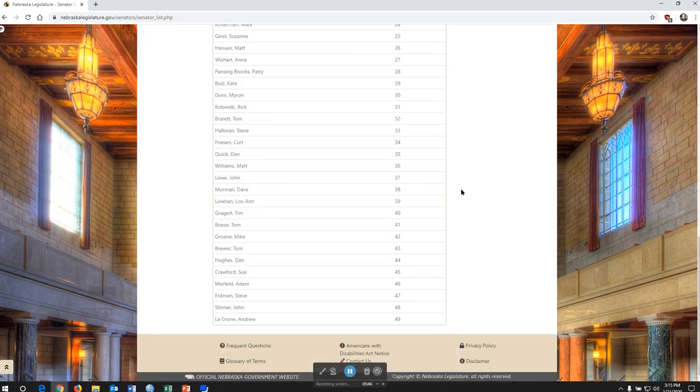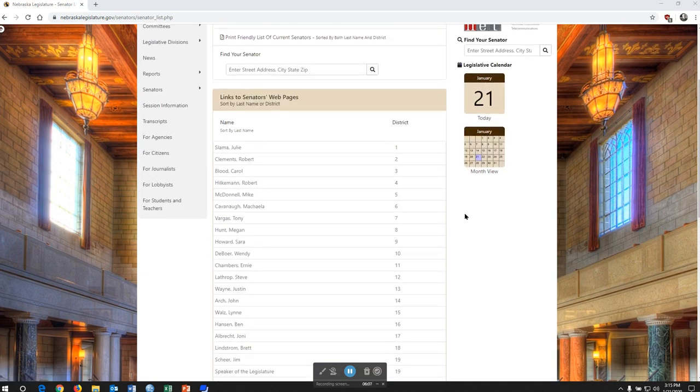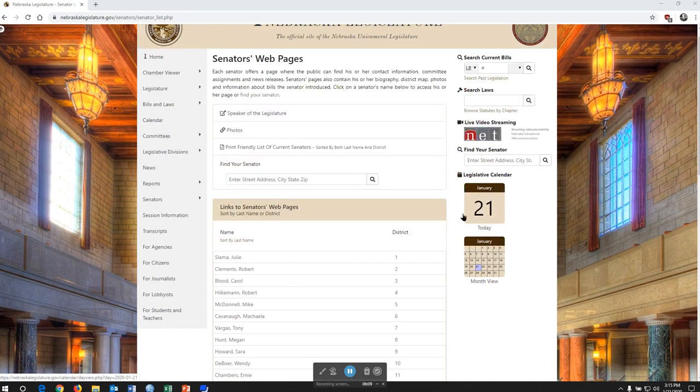There are 49 members of the Nebraska unicameral, one of whom is the Speaker of the legislature. So there are 49 districts in the state of Nebraska. Now, if you actually click on the individual senators, you'd be able to get to their website.